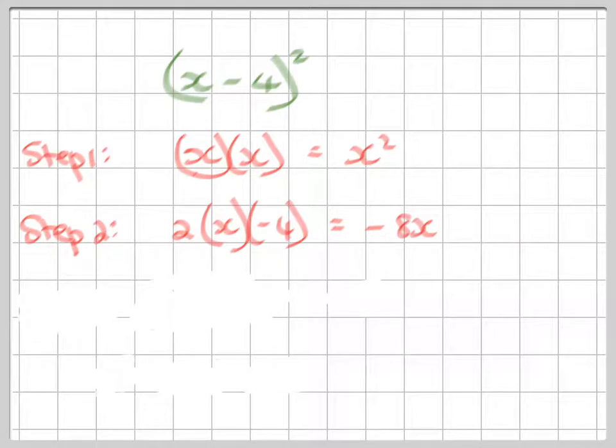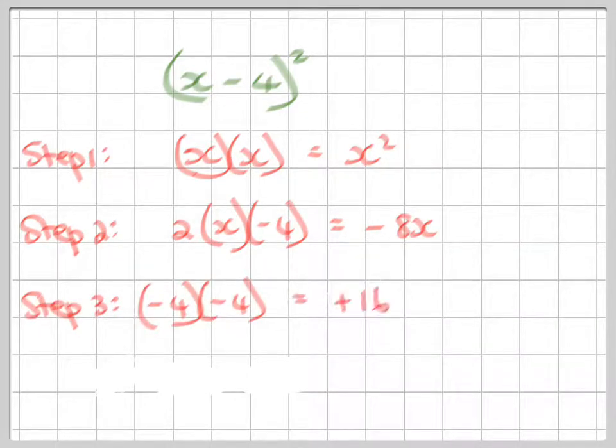And the last step is to square the second term. Minus 4 times minus 4 is equal to 16. Now we're going to write that at the bottom, and we'll have our answer. X squared minus 8x plus 16. You see how simple it is.